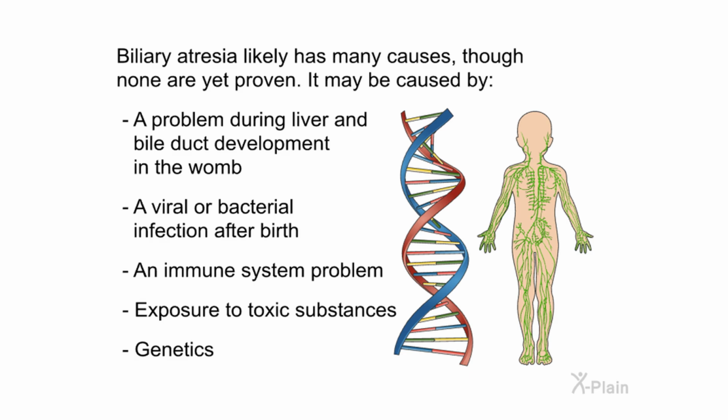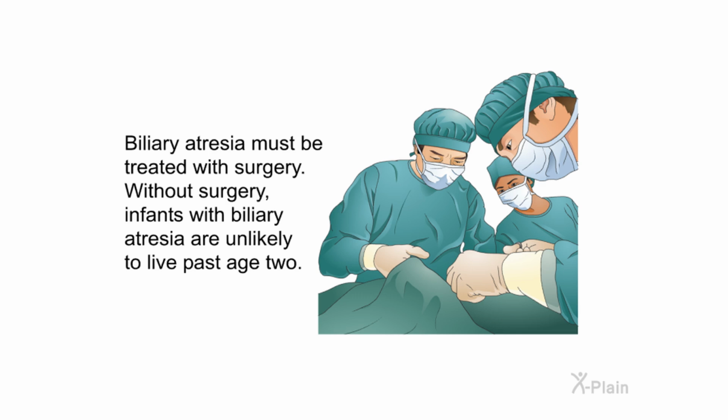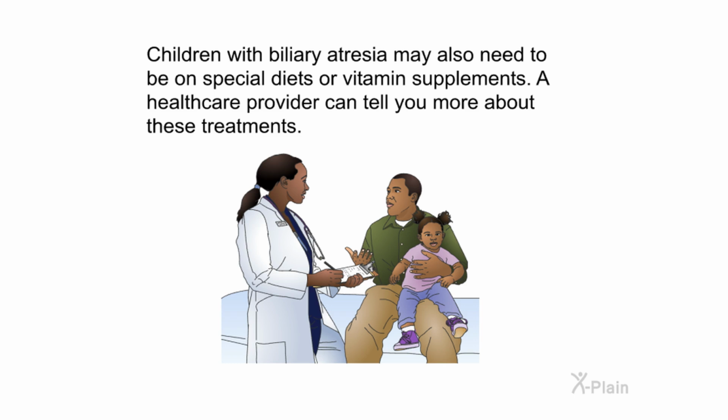Biliary atresia likely has many causes, though none are yet proven. It may be caused by a problem during liver and bile duct development in the womb, a viral or bacterial infection after birth, an immune system problem, exposure to toxic substances, or genetics. Biliary atresia must be treated with surgery. Without surgery, infants with biliary atresia are unlikely to live past age 2. Children with biliary atresia may also need to be on special diets or vitamin supplements. A healthcare provider can tell you more about these treatments.